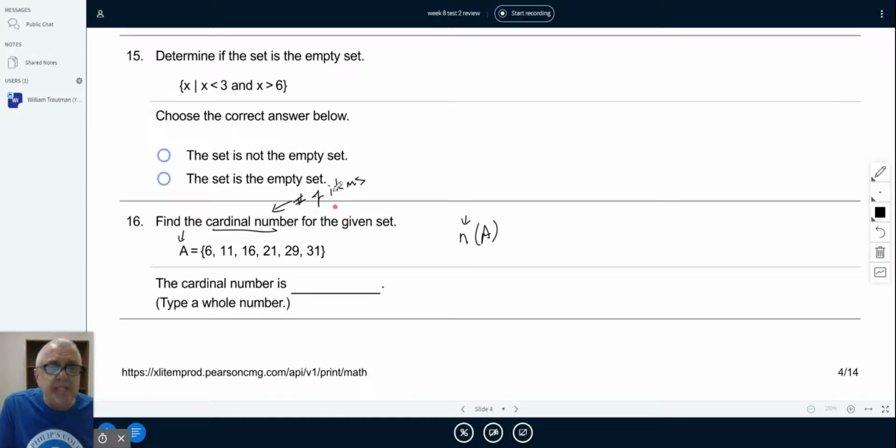And they have to be distinct items. So that means if you have a repeating number, you can't count it twice. 6, 11, 16, 21, none of them count twice. There are 1, 2, 3, 4, 5, 6 items in the set. So the cardinal number is 6.